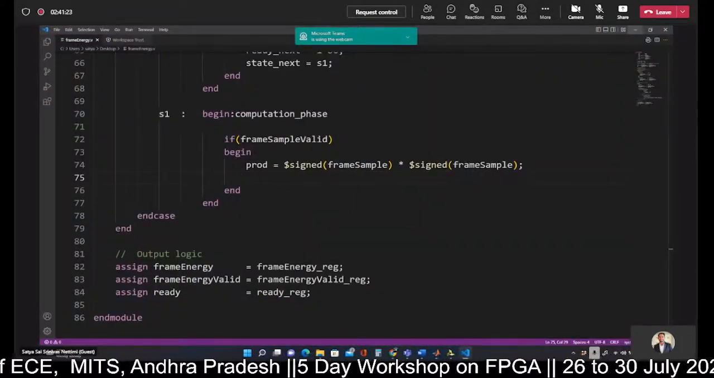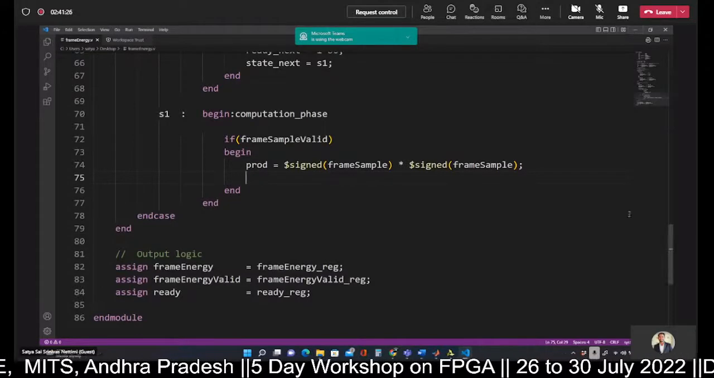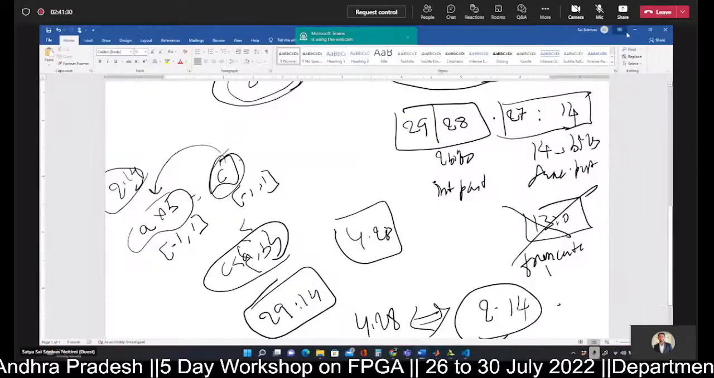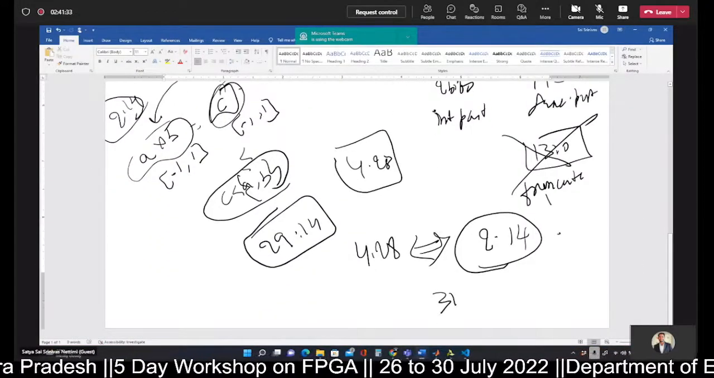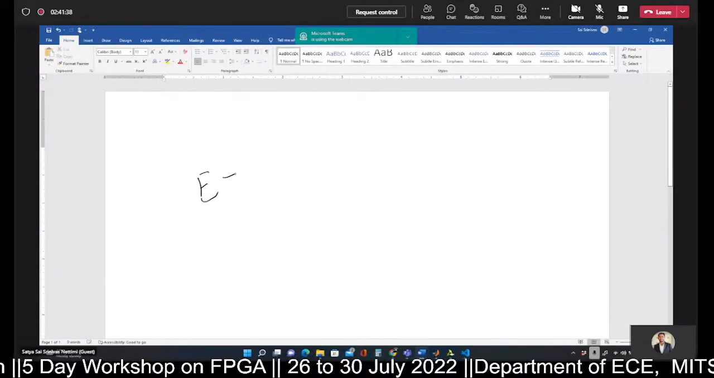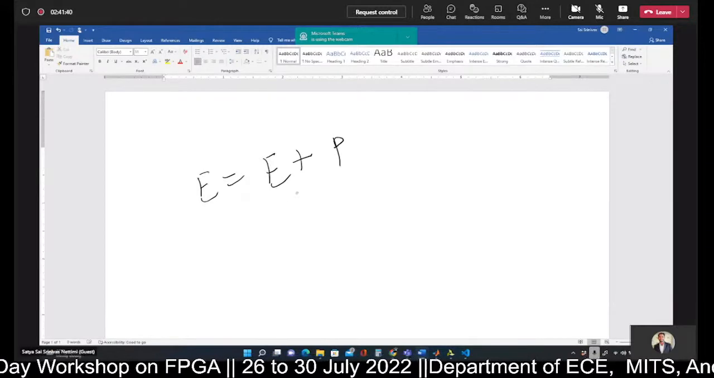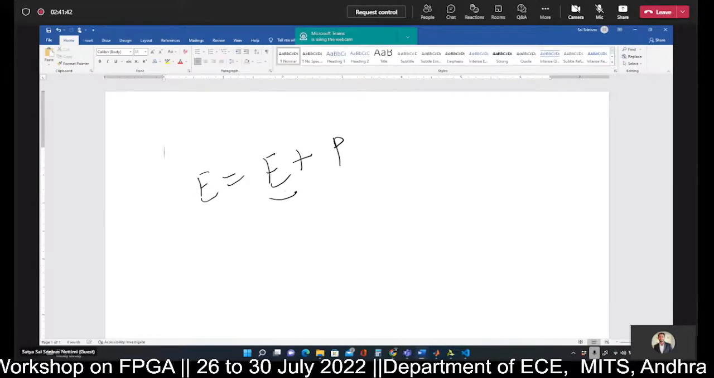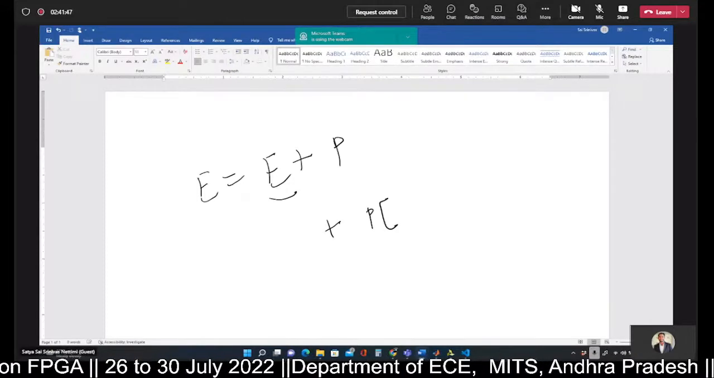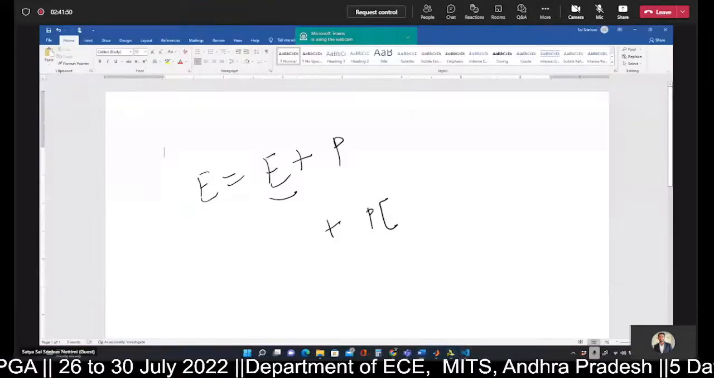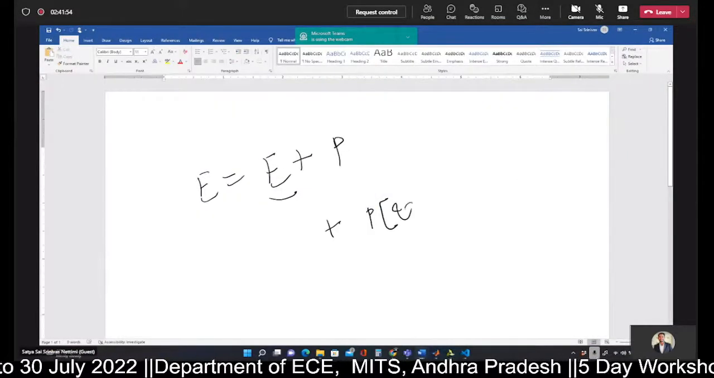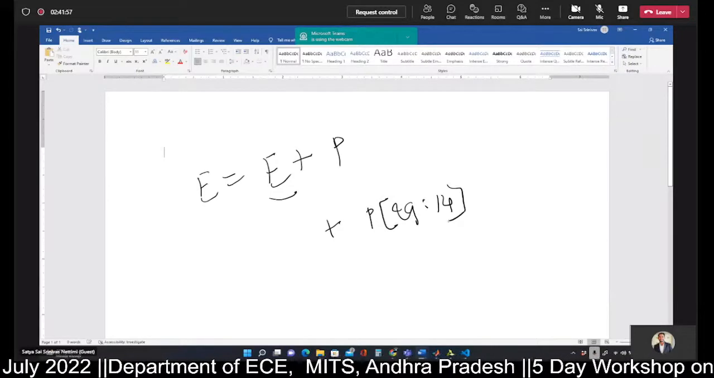So what we have to do is calculate energy, right? And this value. So what we are doing is calculating energy equal to energy plus product. So this is the previously accumulated value plus the product. The product is nothing but what we have taken just now, 29 down to 14.